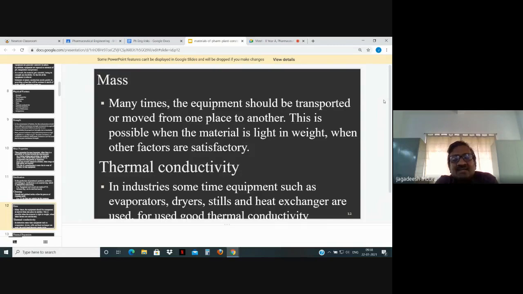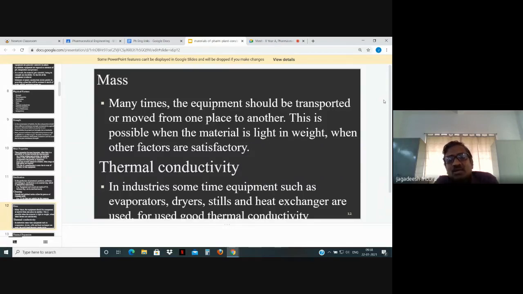We have already seen the Stefan Boltzmann law constant in our practical. You have seen how different materials behave and what the radiation constant effect is based on the materials, which we have seen as an extension of learning. So you can select those materials which have high thermal conductivity so that we will have better heat transfer in our equipment like evaporators, dryers, evaporating stills, and heat exchangers. So having good conductivity is better.